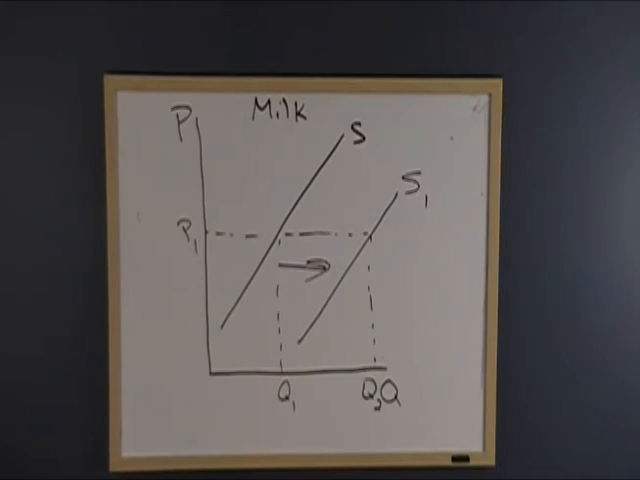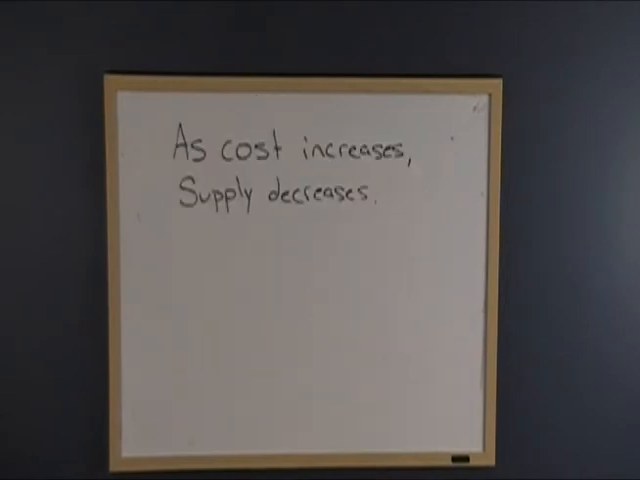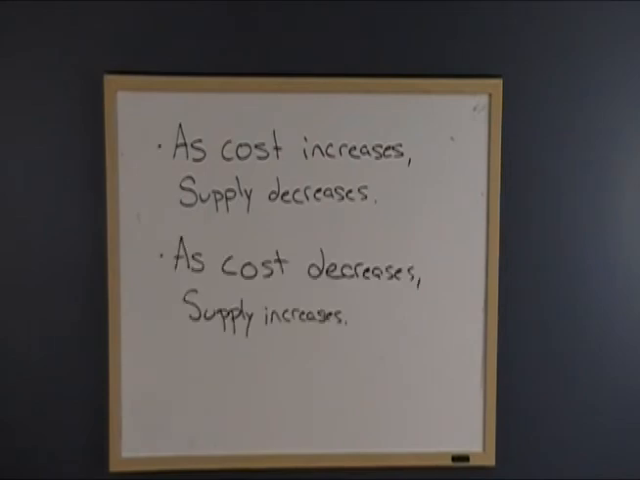Those are the four factors that are going to shift supply curves. It all boils down to changes in cost. As cost increases, supply decreases or shifts to the left. As cost decreases, supply increases or shifts to the right.